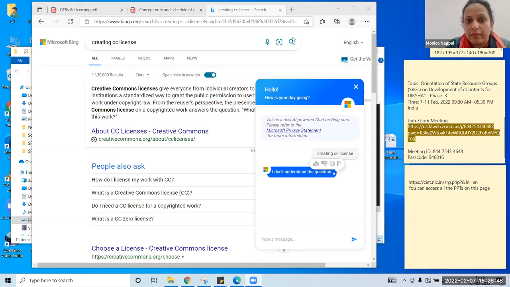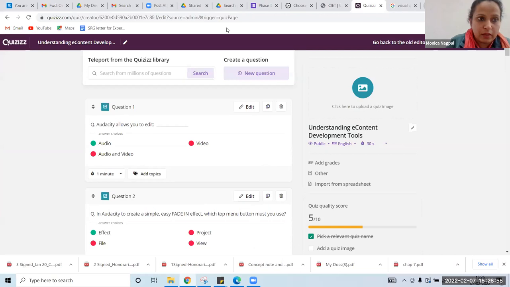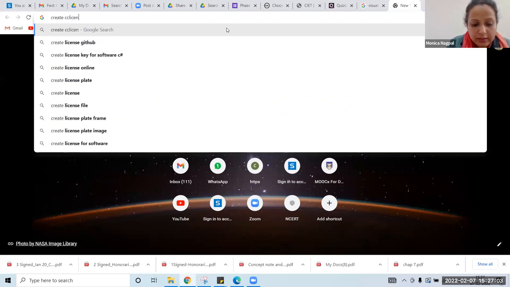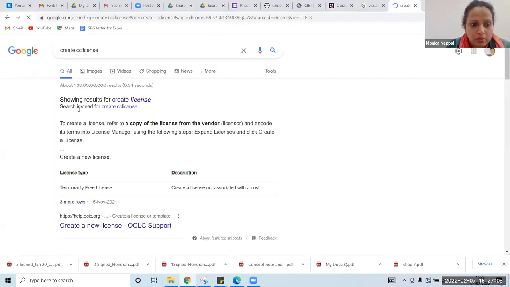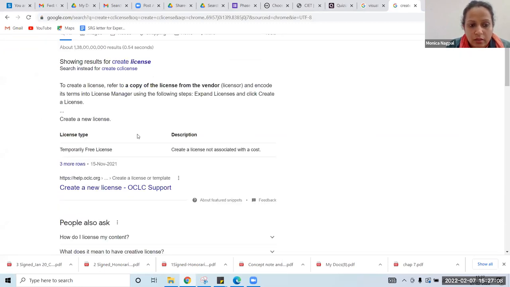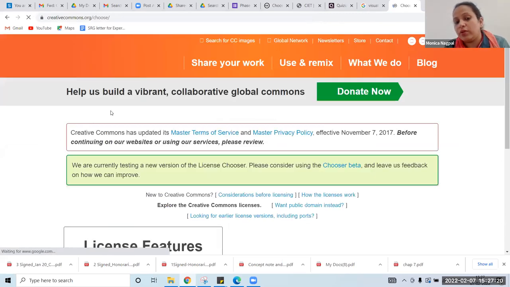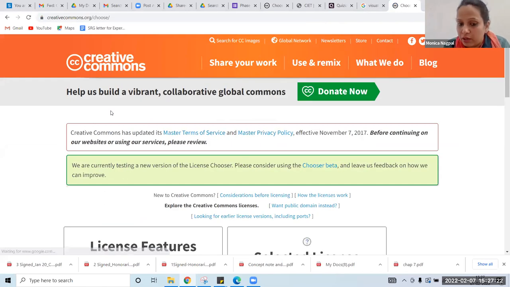Now here I am in my Chrome. Simply I am going to type "create CC license." I am writing it this way so that you can also, as a user, try it. Create CC license. So here, you can see creativecommons.org is a website which is telling me to choose a license. This is why I am demonstrating, so that when you have to give a license to your work, you can do that.